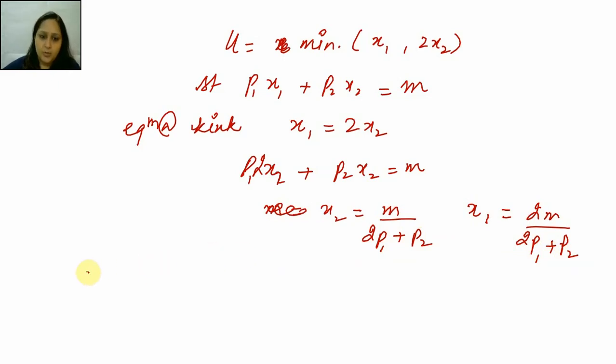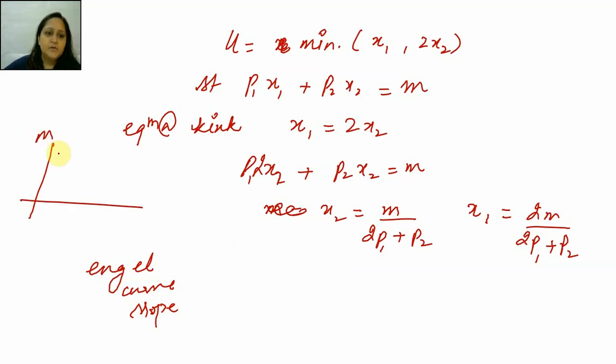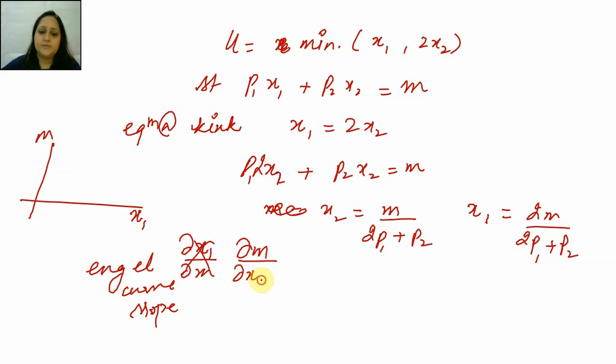Now when I want to find out the slope of the angel curve, you see the angel curve is actually drawn as m with respect to x1. So the ideal slope of the angel curve should not be del x1 upon del m. No, it should be del m upon del x1. What I've made you calculate so far is del x1 upon del m, but it doesn't matter, if you know how to find this, you reverse it and the slope will come, right?